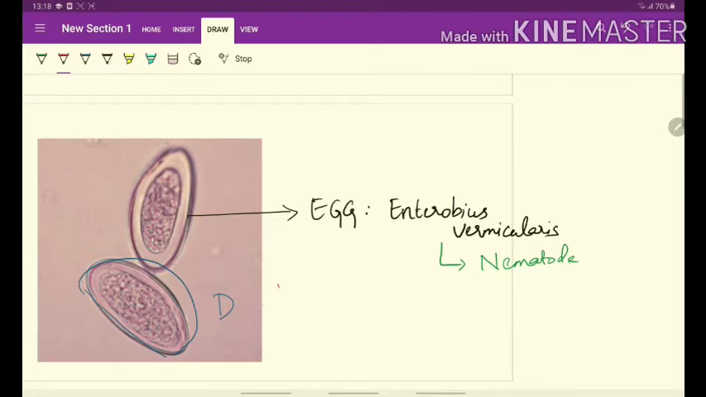These eggs are non-bile stained and they float on saturated salt solution.